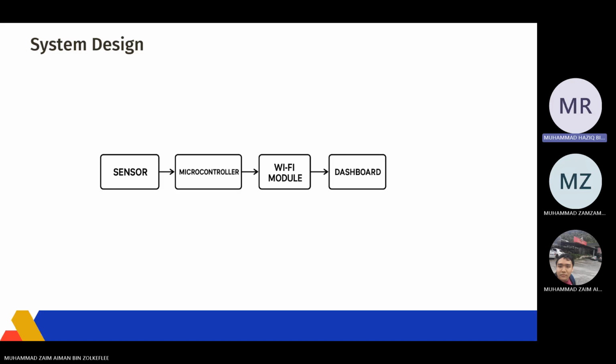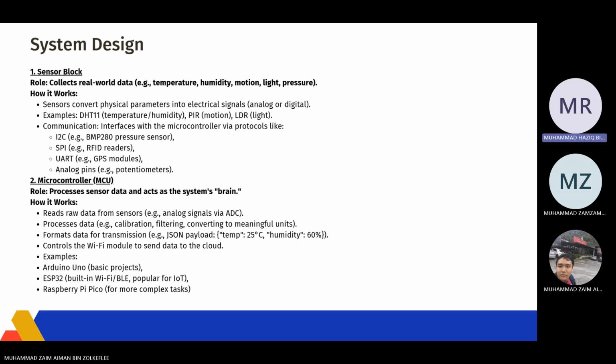So this is the flow block diagram. Basically just a simple flow: the sensor, microcontroller, Wi-Fi module, and dashboard. I will explain more on the next slide, about the sensor, microcontroller, Wi-Fi module, dashboard and so on.